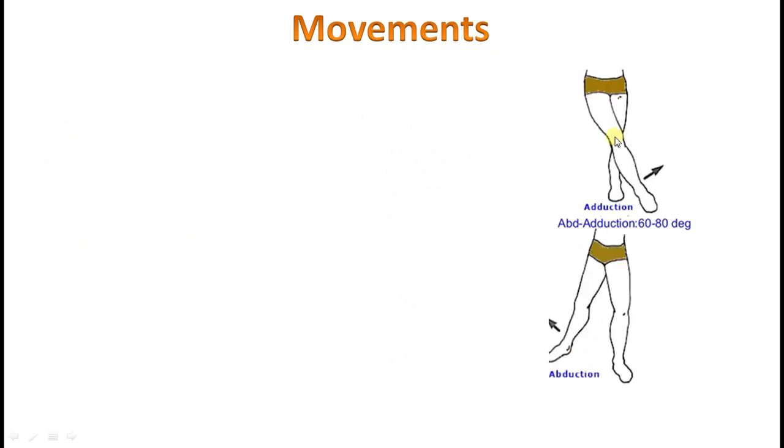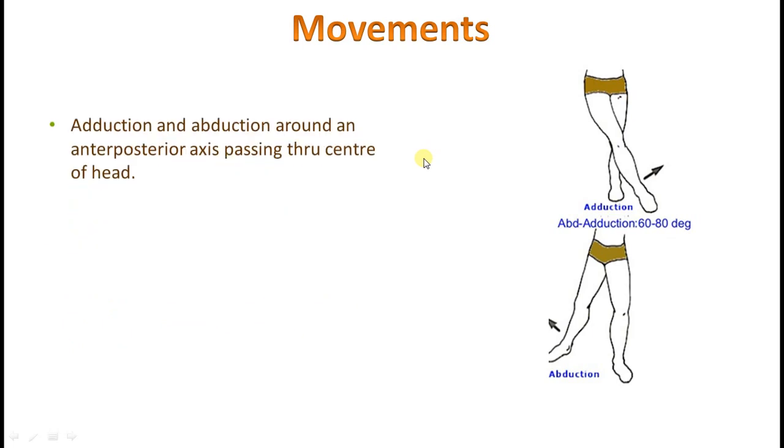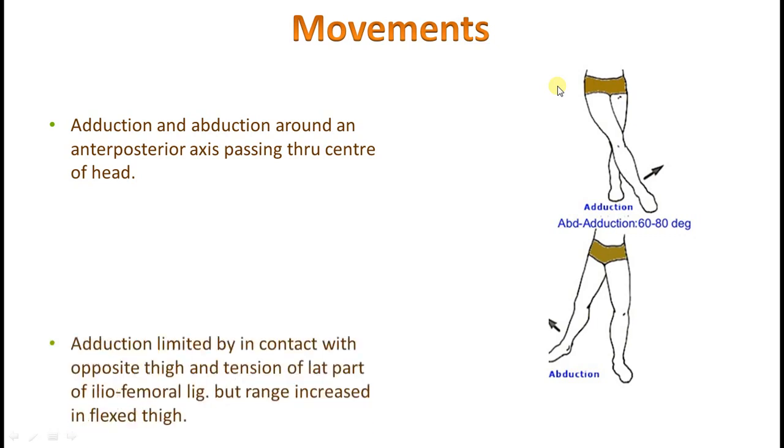The next movement you see is adduction. Adduction is when the thigh is adducted and approximates the opposite lower limb or thigh, which limits your adduction. The axis for adduction and abduction is an antero-posterior axis, again passing through the center of the head, from behind forward, and around this axis adduction and abduction take place.